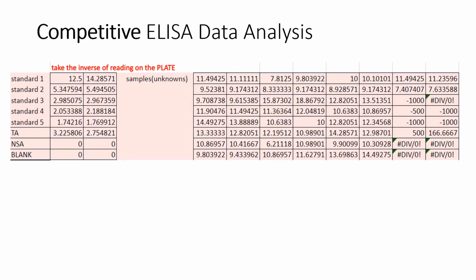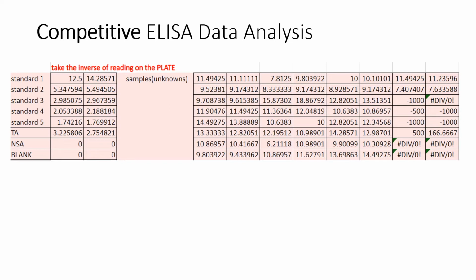So what you end up receiving is finally my standard one having higher absorbance readings than my lower one. If you look at standard one, I've got 12.5 and its replicate was 4.28. The second standard was 5.34, its replicate was 5.49. The third, as you can see, is accurately reflecting the higher concentration standards.